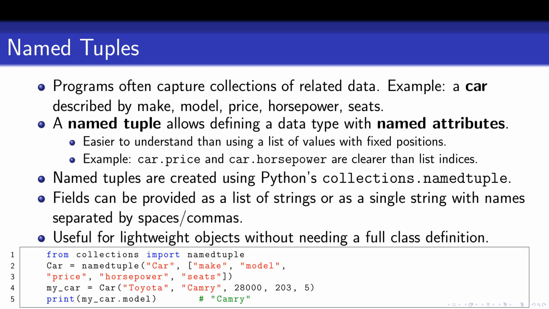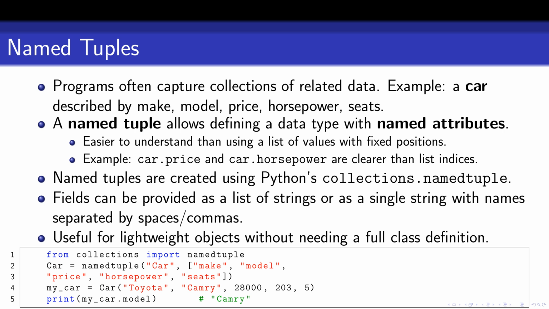Named tuples extend the concept of tuples by allowing you to create lightweight data structures with named attributes. Instead of accessing elements by index, you can use dot notation with descriptive names, making the code easier to read. For instance, a named tuple variable called car might have fields for make, model, price, horsepower, and seats. Accessing car.price is clearer than car[2].